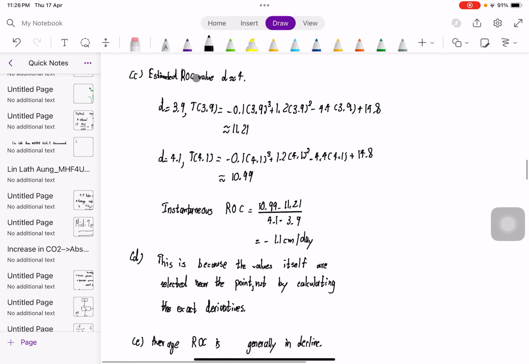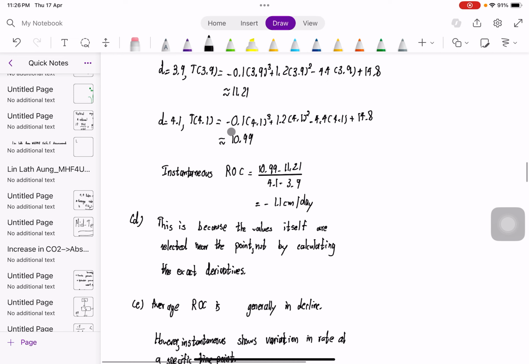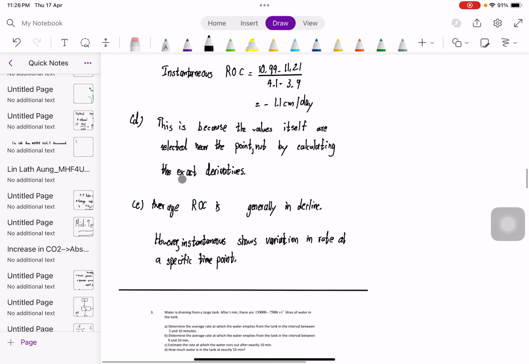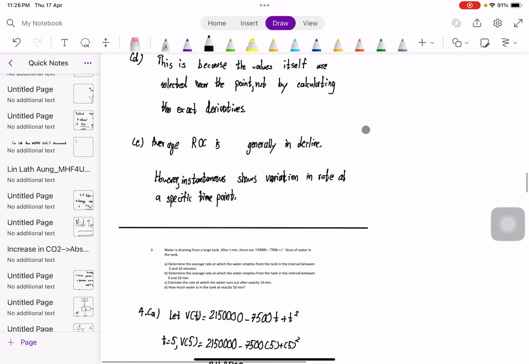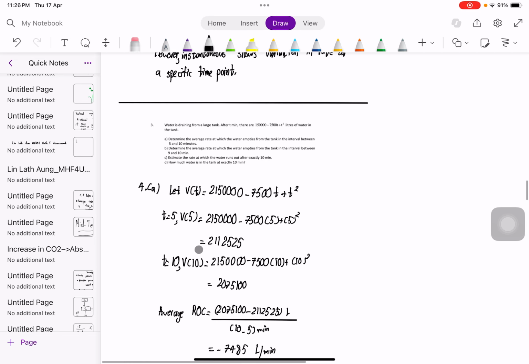And number C, we found this estimated value and found the lower and upper margin as usual. We get a negative value. This is because for the instantaneous speed, the value is selected near the point, not by calculating the exact derivative, as I have told you. And number E shows the difference, because the average ROC is generally in decline, but the instantaneous ROC shows little variation, which means rise and fall at a specific time period.